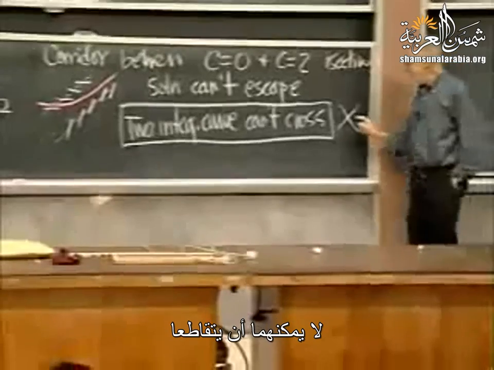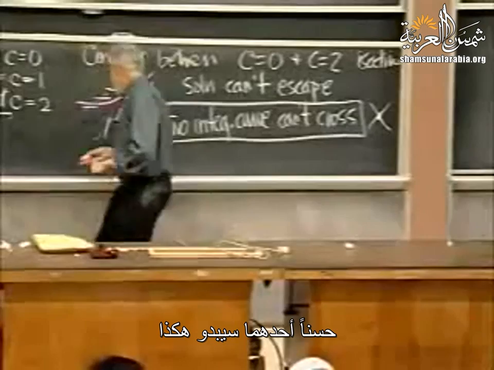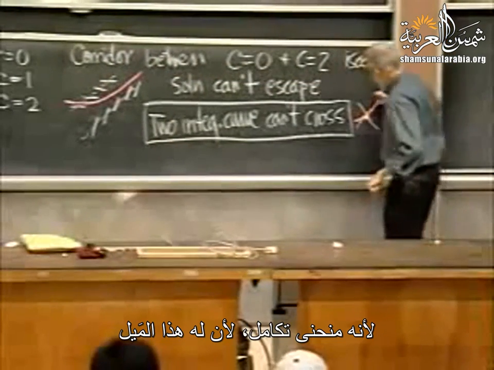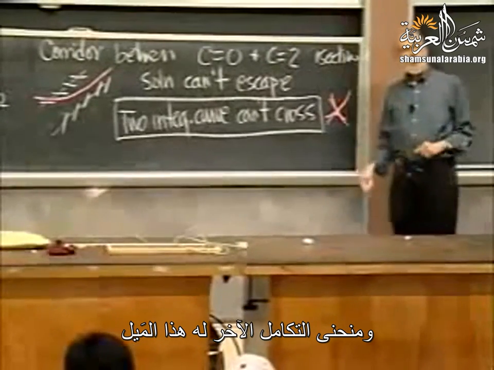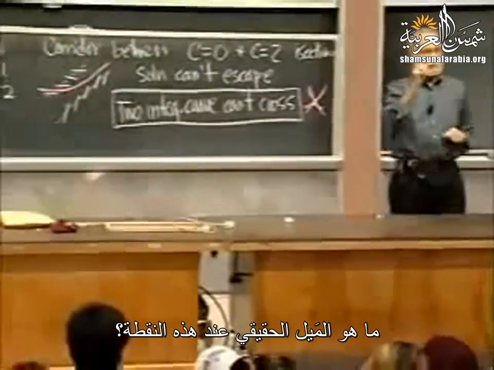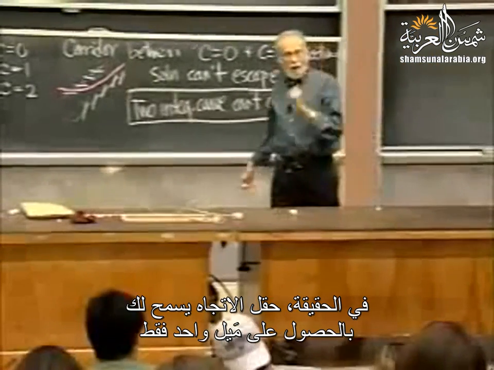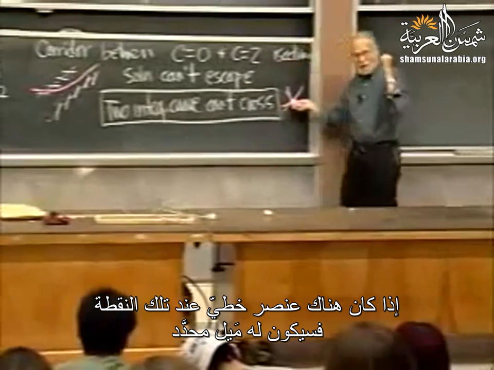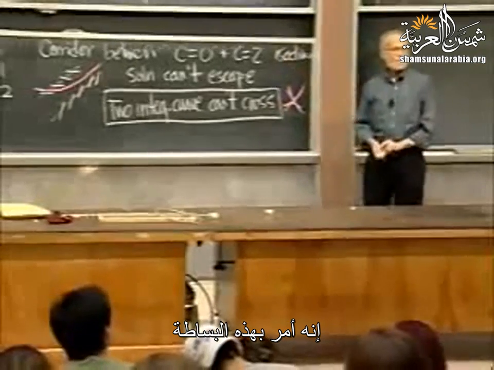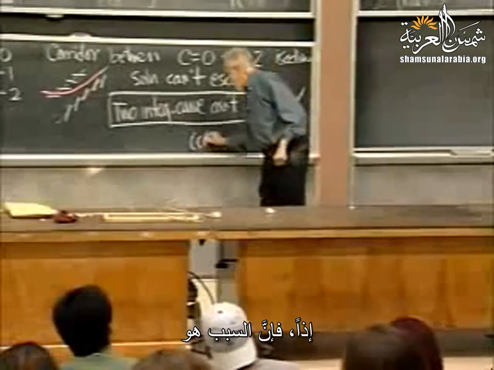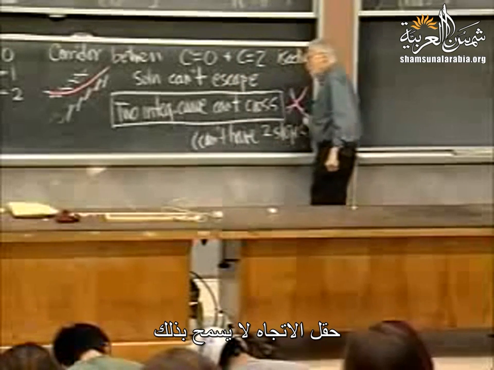They can't cross because if two integral curves are trying to cross, one will look like this because it's an integral curve because it has this slope, and the other integral curve has this slope, and now they fight with each other. What is the true slope at that point? Well, the direction field only allows you to have one slope. If there's a line element at that point, it has a definite slope, and therefore it cannot have both this slope and that one. It's as simple as that. So the reason is you can't have two slopes. The direction field doesn't allow it.